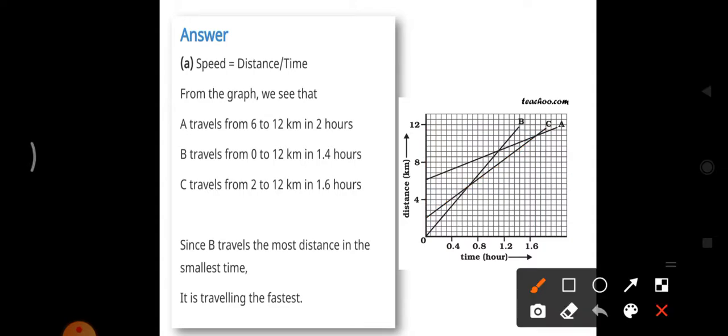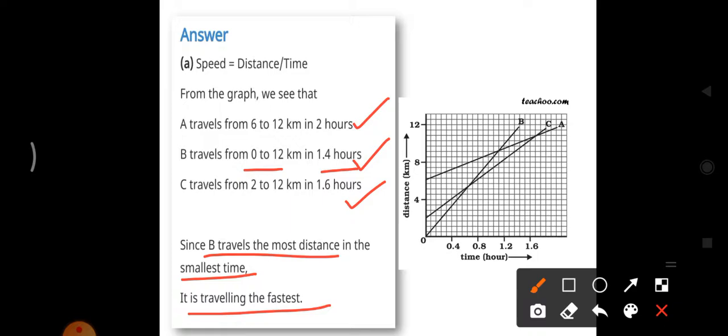A travels 6 to 12 kilometers in 2 hours. B travels 0 to 12 kilometers in 1.4 hours. C travels 2 to 12 kilometers in 1.6 hours. So here B traveled the most distance in the smallest time, because it travels 0 to 12 kilometers in 1.4 hours. So B is traveling the fastest.